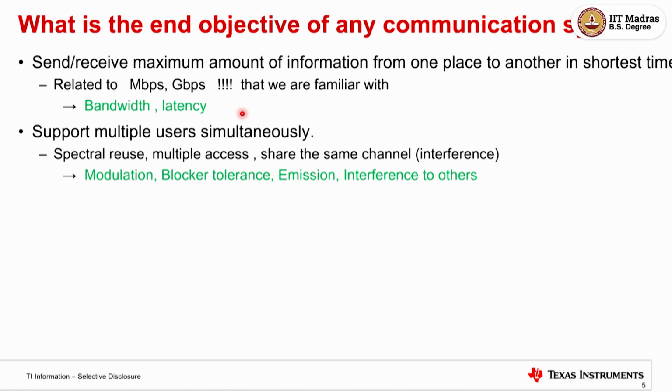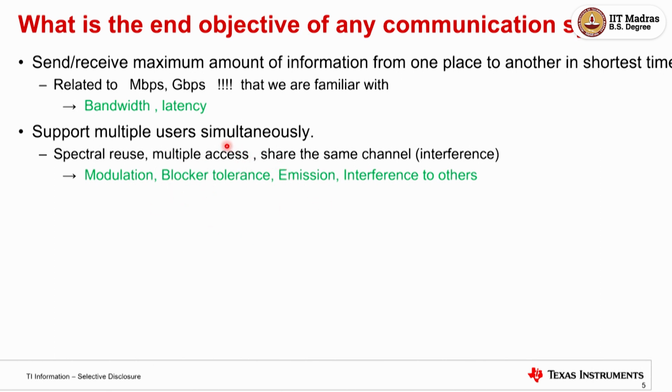Some of the key aspects, these are all the jargon that I'm trying to introduce. We'll go through some of these as we go through the presentation, so it will become clear at an intuitive level. So there is something called modulation, which we saw in the previous one. Why is that important? That is because of supporting these multiple users. We'll see what that means. And there is something called blocker tolerance.